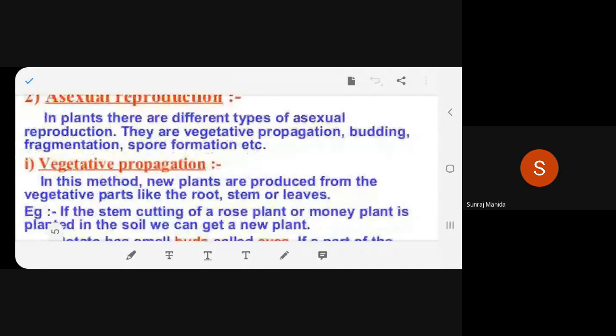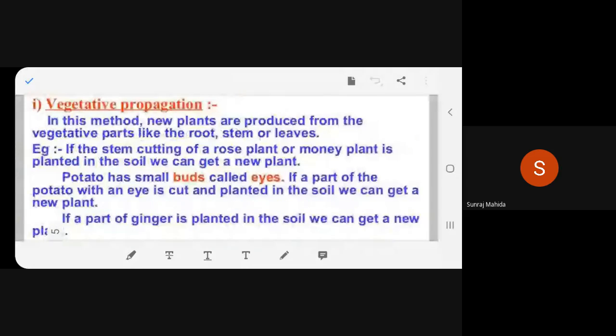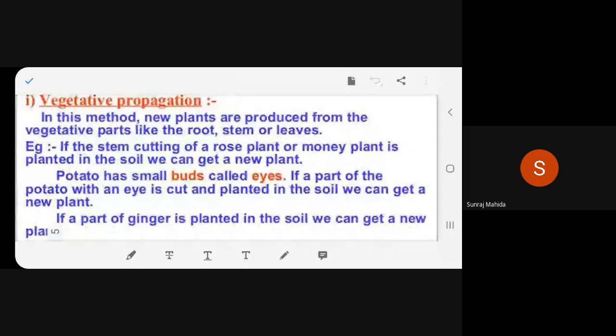First one that we are going to take up is vegetative propagation. Start. Vegetative propagation. In this method, new plants are reproduced from the vegetative parts like the roots, stem or leaves.